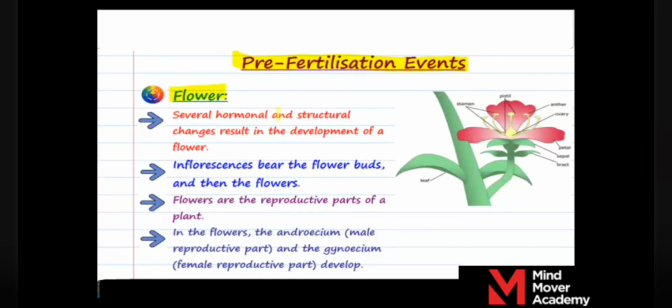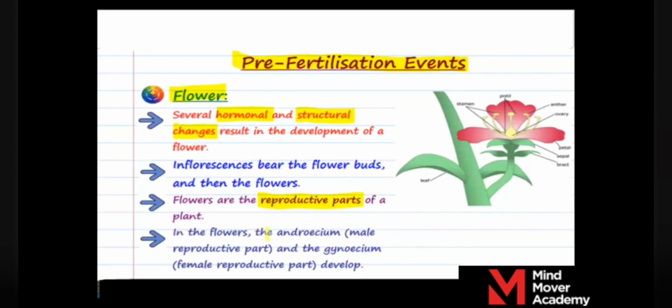Several hormonal and structural changes result in the development of a flower. So what is responsible for the development of a flower? They are hormonal and structural changes taking place inside it. Inflorescences bear the flower buds and then the flowers. Flowers are the reproductive parts of a plant. So flowers are an important part of the plant because they help in reproduction.